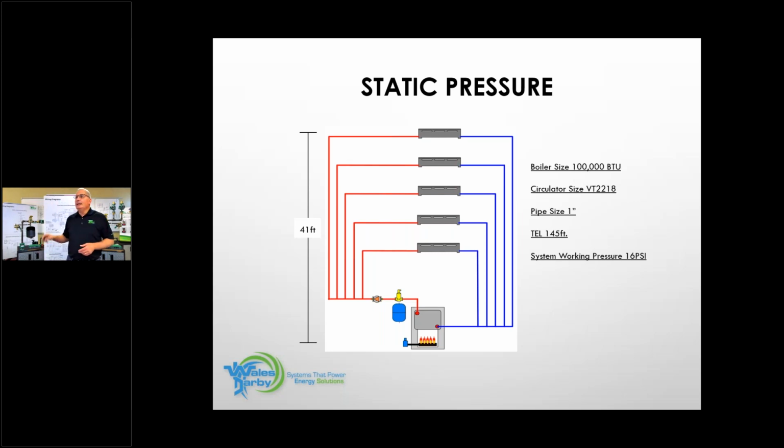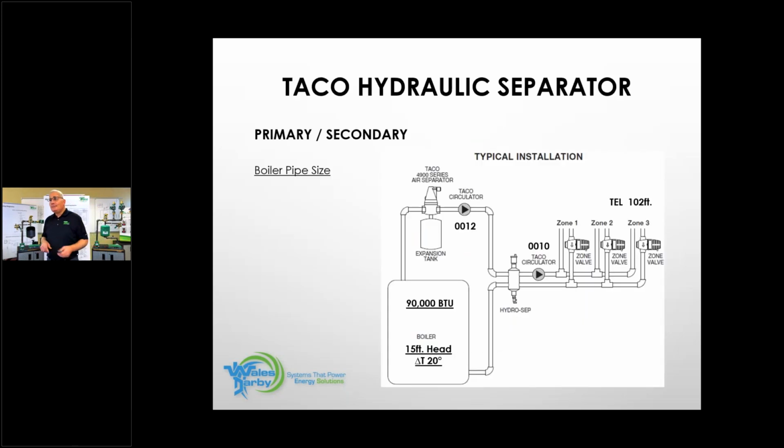Excellent. Let's take a look at this job. I know we've gone over, but we're just having way too much fun, so stick with us here. So here we're showing you primary, secondary. I'm giving you the BTUs of the boiler and the head loss of the boiler. So is the boiler pipe size correct? Is the circulator size correct? Let's take that first. So tell me what's going on there. What do you think?